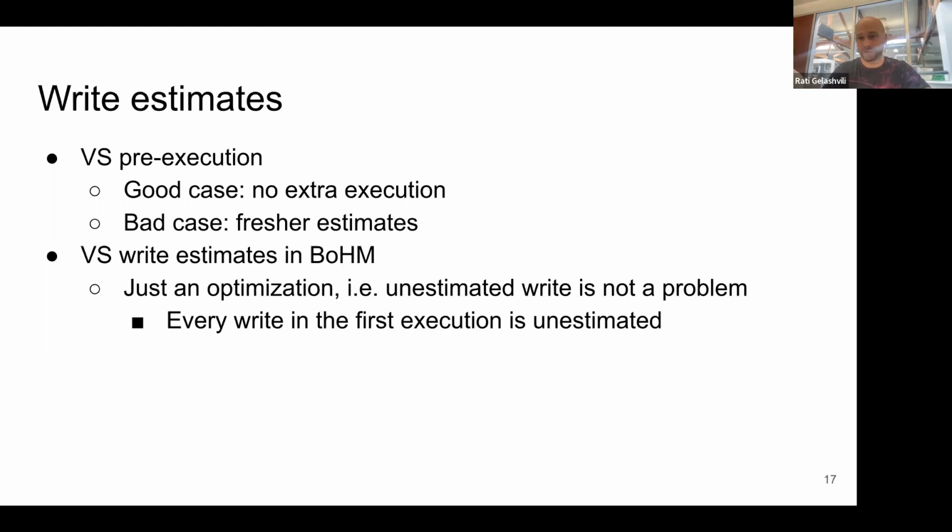And versus the write estimates that BOM uses, the big difference here is that if we have an unestimated write, it's not a problem. We just put it in the data structure. Every write in the first execution is unestimated. But once you abort, you get estimates for the next execution. In BOM, a missed write estimate is a disaster. You just cannot do anything about it.